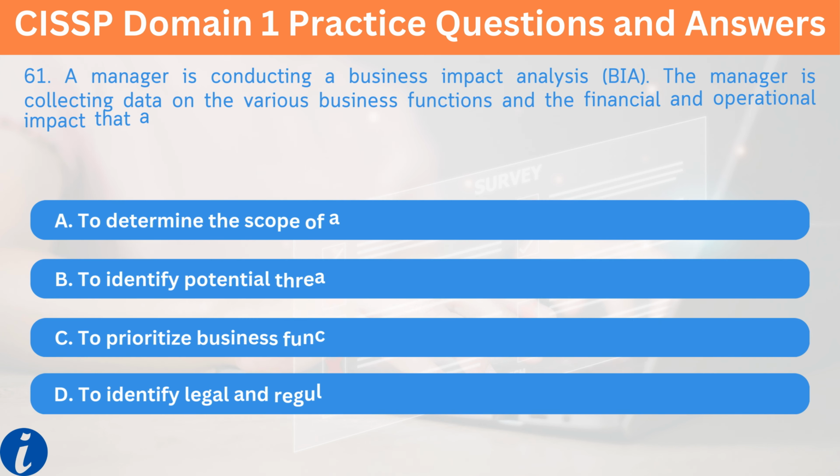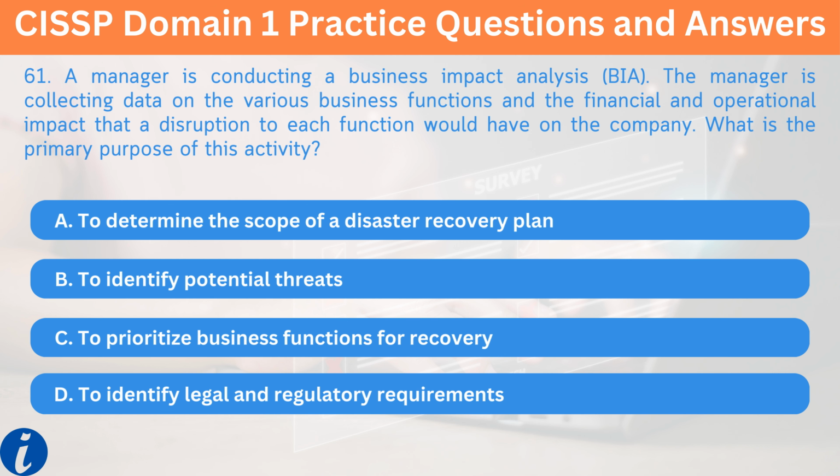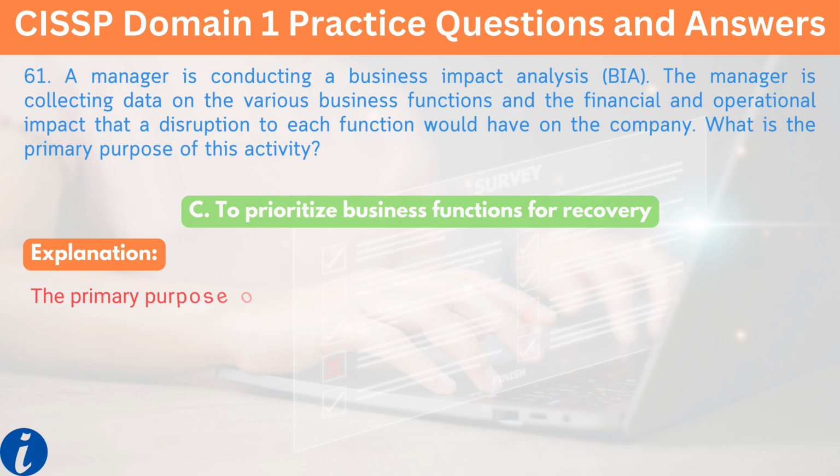61. A manager is conducting a business impact analysis, BIA. The manager is collecting data on the various business functions and the financial and operational impact that a disruption to each function would have on the company. What is the primary purpose of this activity? A. To determine the scope of a disaster recovery plan. B. To identify potential threats. C. To prioritize business functions for recovery. D. To identify legal and regulatory requirements. The correct answer is C.